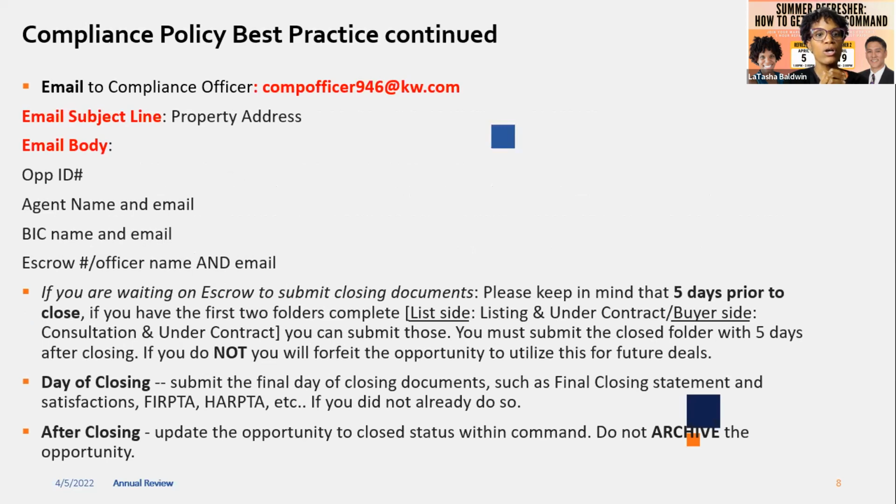Okay, perfect. So within that email to the compliance officer, following it logically, you submitted each folder, you hit submit, and that goes to compliance. And then as a follow-up, you want to make sure you send an email to the compliance officer, 946@kw.com. In the email subject, you want to have your property address, and in the email body, you want to have the opportunity ID, which I'll show you where that is a little later.